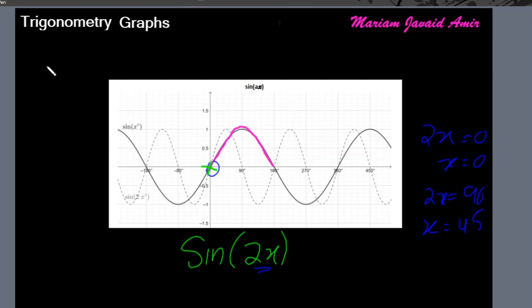So now, previously my maximum point was occurring at 90, now this maximum point would occur at 45. So here is my maximum point at 45. Similarly, the next x intercept was at 180, so 2x equals 180. So x equals 90. So the graph would fall back here. So every angle is being multiplied with 2 and the magnitude remains the same.